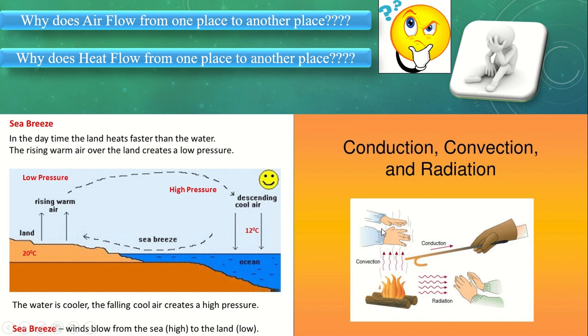Next is radiation. It is the transfer of heat energy by electromagnetic waves. What are electromagnetic waves? These are the waves which don't need any material medium for their propagation and do not involve movement of matter. So radiation occurs due to these electromagnetic waves. So these are the three reasons why heat flow takes place.